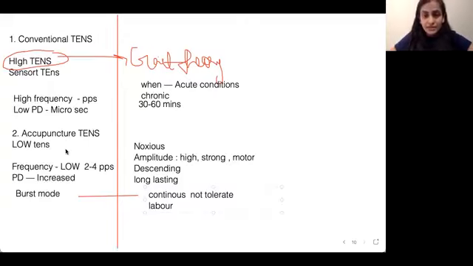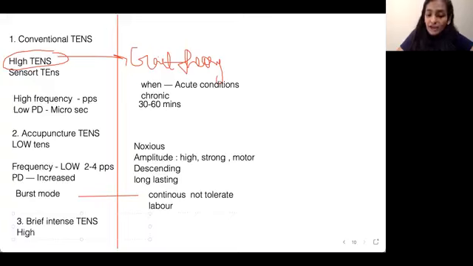All right, the third type of TENS, okay? The third type of TENS is called your brief intense TENS. What is this brief intense TENS? Brief intense TENS has high frequency and high pulse duration. So it has both high frequency as well as high pulse duration. Is it using the ascending mechanism? Is it using the descending mechanism? Is it using the pain gate mechanism or the descending? It's using the pain gate or the ascending mechanism. Okay, it uses the pain gate or the ascending.